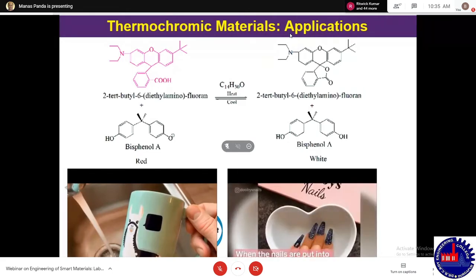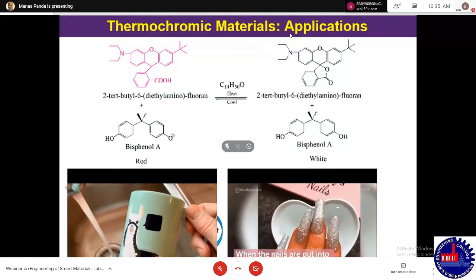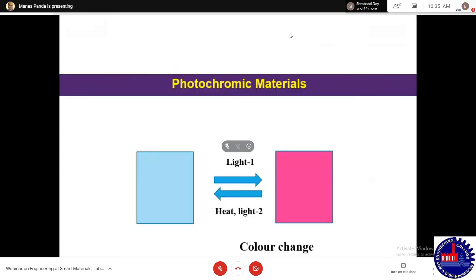If it is reversible, once you take it out from the hot water, it can come back to the original state. Or if it is irreversible, it will remain the same color even after taking it out from the hot water. Okay, so these are a few applications. There are many other applications of thermochromic materials which have been developed, but I give you just a few examples in order to turn your mind more towards engineering applications.